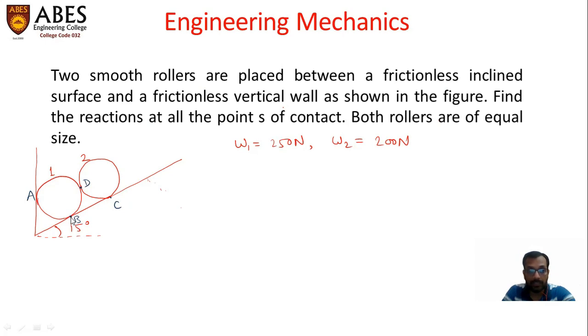Because this is a concurrent force system at each and every roller, in a concurrent force system, we are actually having only two equations to solve. So we cannot solve any problem in which there are more than two unknown variables because we are having only two equations and mathematically it is impossible to find the solution. So we will consider the second roller first. So let us draw the free body diagram of the second roller.